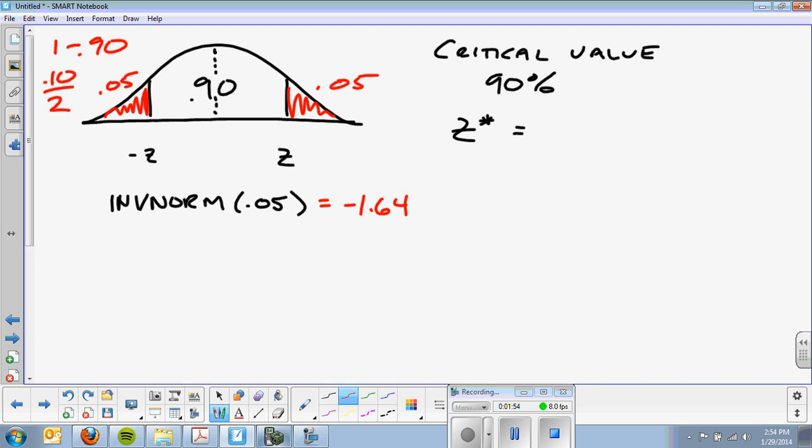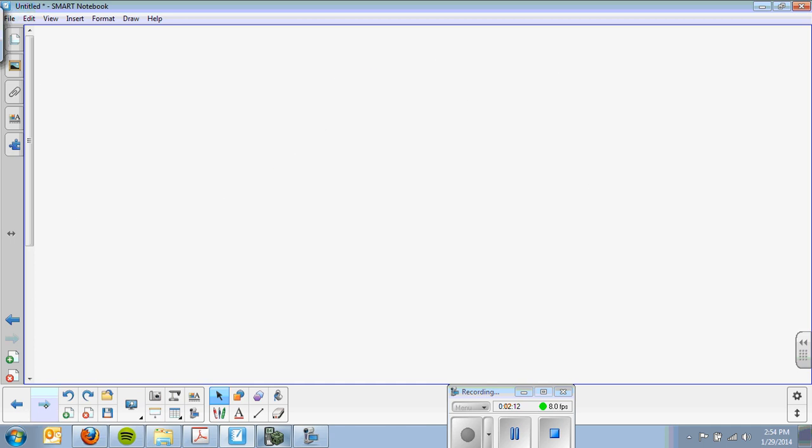Now, Z star is always positive. So this is really going to have a negative 1.64, and this is going to have a positive 1.64. So my Z star in this case is 1.64. So for any 90% central area, I'm going to have a Z star critical value of 1.64. Okay, we move on.